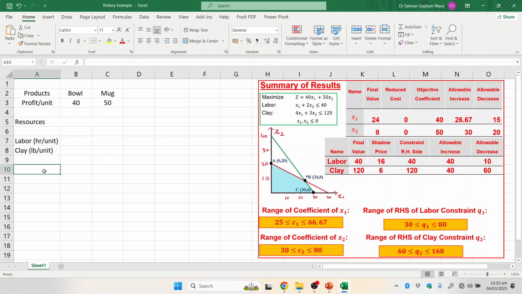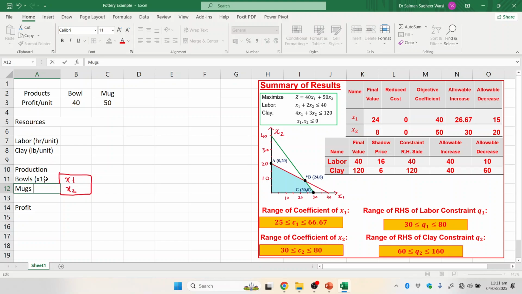And we have another option here, that is the production. For the production we have the bowls and mugs, and this is for the profit. Okay, now labor, this is okay. Now these two cells, I just wanted to tell you, these cells are basically the cells where Excel will give us the values of x1 and x2. So we will keep these cells empty and we will ask Excel to find the values in these two cells. Okay, so this bowl is basically x1 and the mugs is x2.